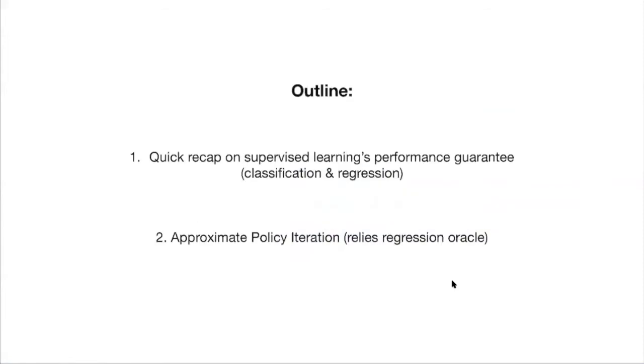All right, so here's the outline for today. Let's do a very quick recap on supervised learning, right? Let's revisit classification and regression. And then let's move on to this algorithm called approximate policy iteration. There we're going to use regression as a black box oracle inside this algorithm.